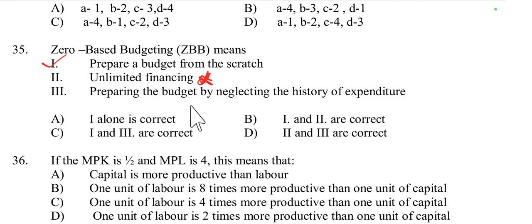Then option 3, preparing the budget by neglecting the history of the expenditure. Yes, we cannot focus on the history of the expenditure. We focus on how we spend our money. So preparing the budget by neglecting the history of expenditure is also right according to zero based budget. Option 1 and 3 are correct. Option C, 35.